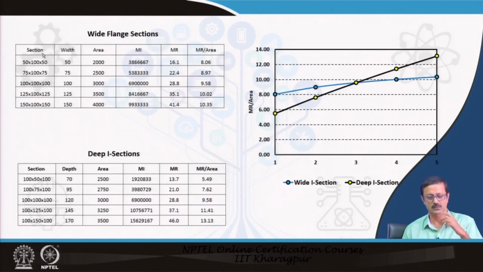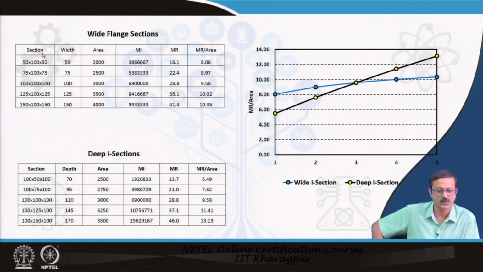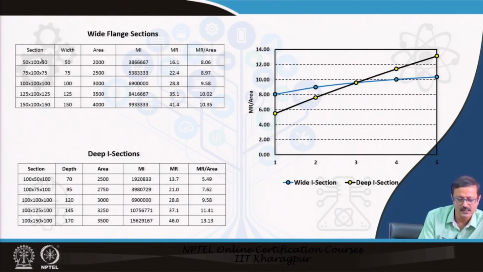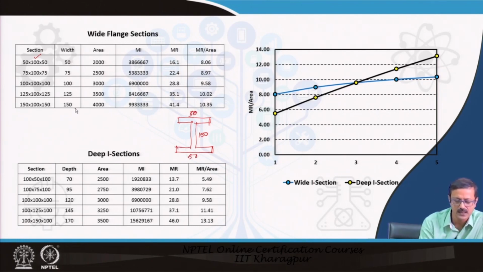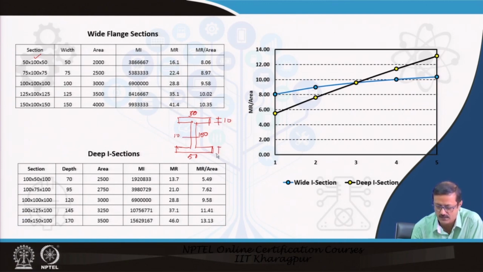So, I have calculated some of the wide flange sections. See, in this case, the bottom 100 is the web. If I just draw over here, if this is the I section, the center one, this is your 100, this is your 100, and this is 50, the width is 50, this is 50, and this is 50. And all thicknesses are kept as 10. This is also 10, this is also 10, this is also 10.